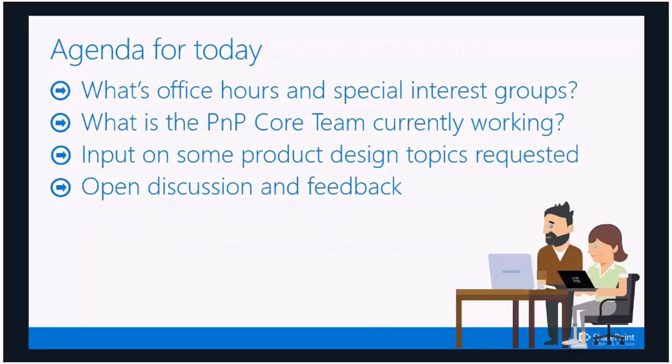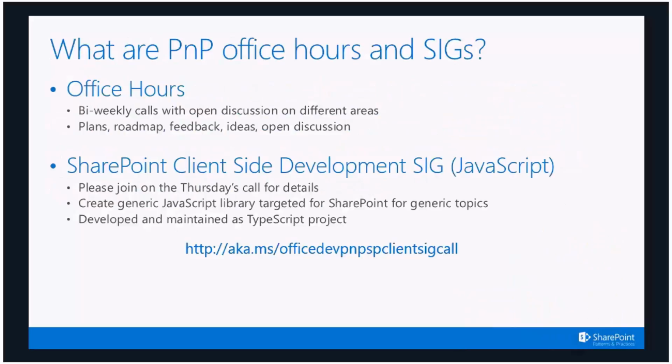Good. So the PnP office hours and special interest groups. With office hours, what we really want to do is that we do have a monthly community call. In the monthly community call, we have a summary of the previous month. We explain what we have added from a sample perspective, what guidance has been added, what videos have been added, and all of that. Within that call, quite often we don't have time for open discussions and open community interaction. And that's where the whole idea of office hours and special interest groups actually started.